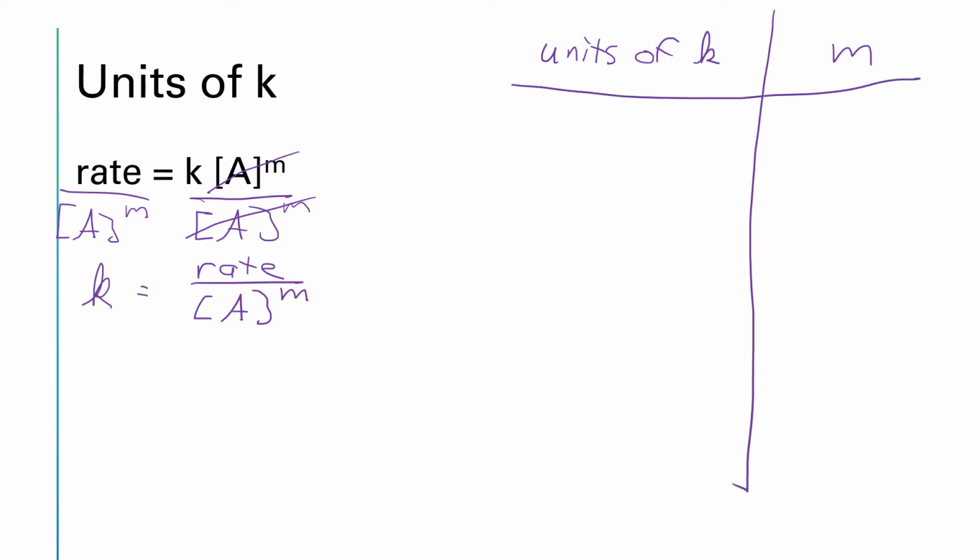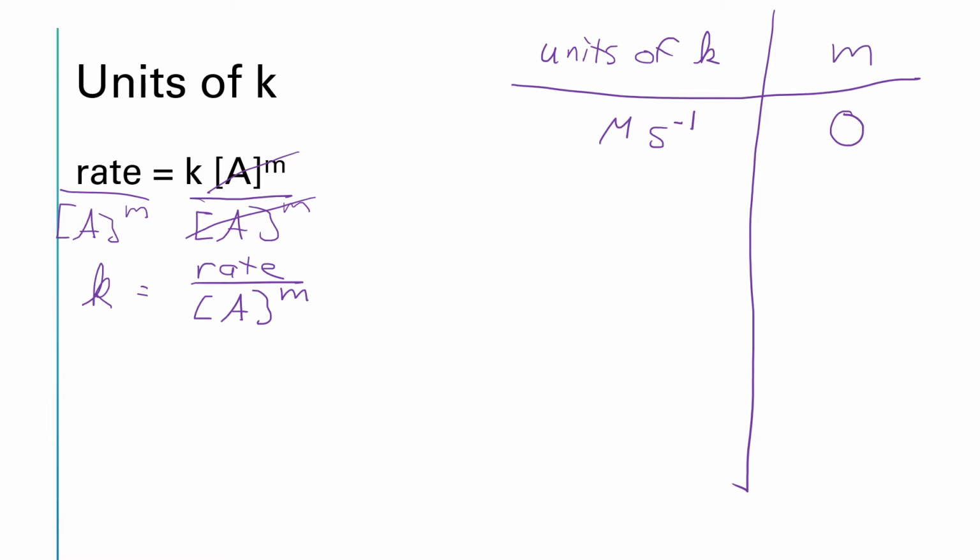Okay, let's say that this is a 0 order reaction. If this is a 0 order reaction, down there in the denominator, A to the 0 is 1. And so K is equal to the rate, and rate has units of molarity per second. I'm going to write the per second as seconds to the minus 1.